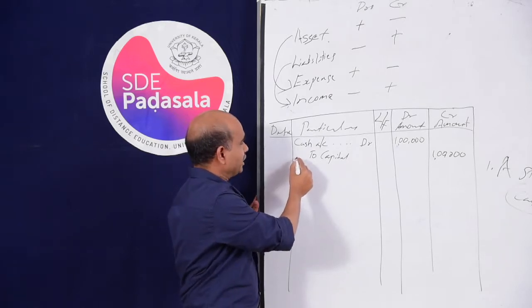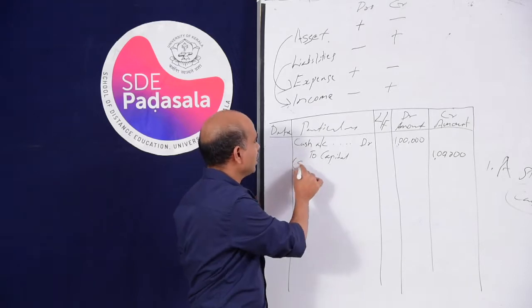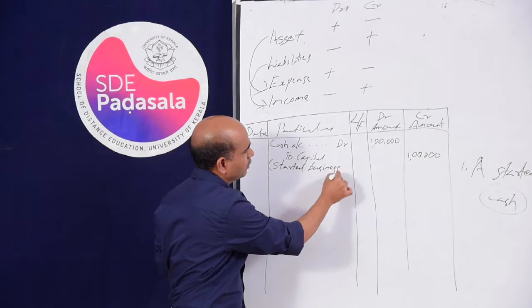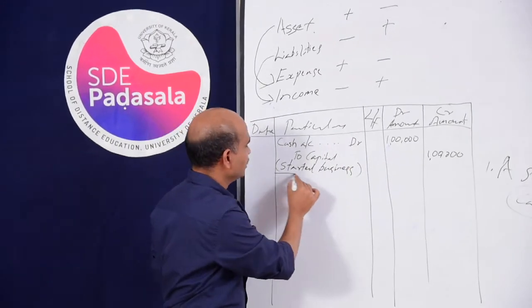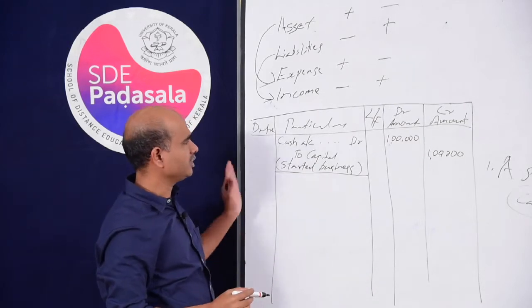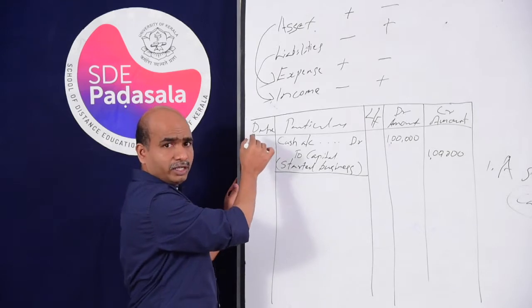And there is a small description of this transaction that is called narration: started business. Okay, the first transaction is completed. The second transaction, he started business with cash is the first transaction. There is a date column.